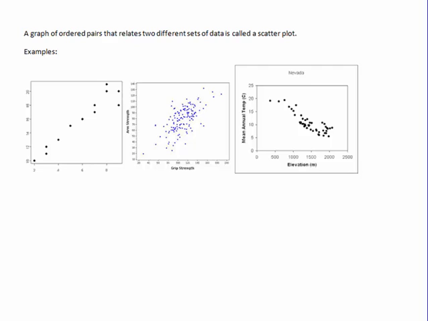All right, we're looking at the guided notes for scatter plots. A graph of ordered pairs that relates two different sets of data is called a scatter plot. Really what you need to know is that we are plotting points on a graph. So looking at these examples here, what we see is as the x values get bigger, our y values get a little bigger with this random set of data that was given to us.